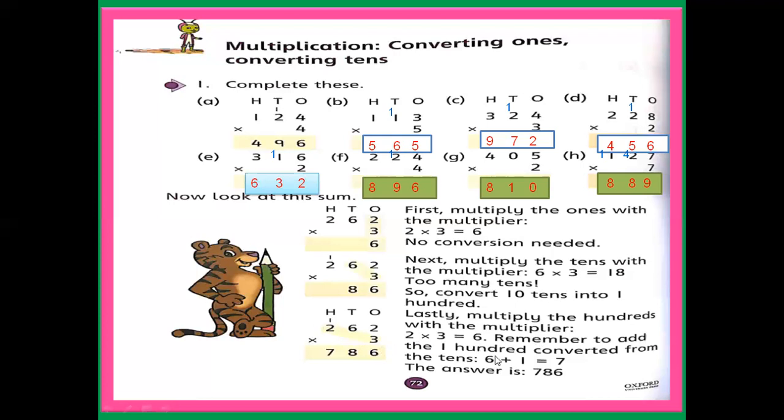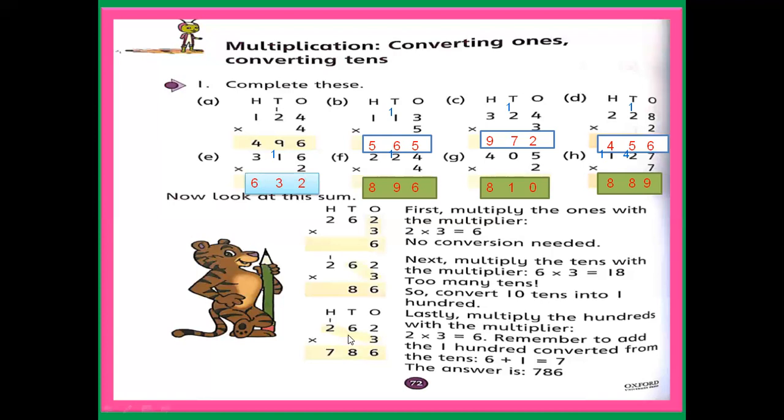Remember to add the 100 converted from the tens. 6 plus 1, 7. The answer is 786. Okay. So look at this one. First, look here. So first 3 twos are 6, 3 sixes are 18.